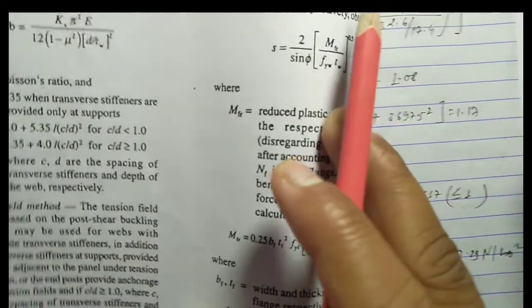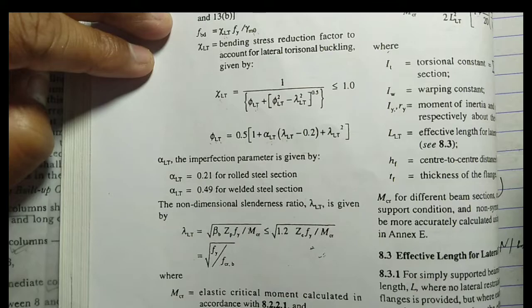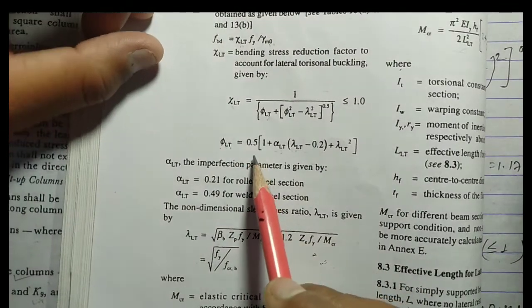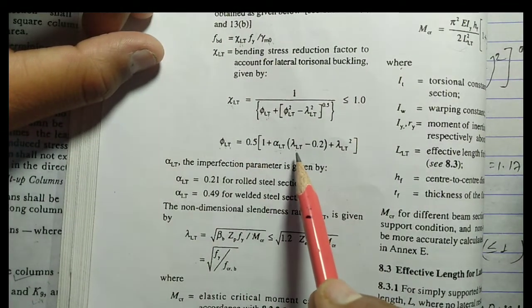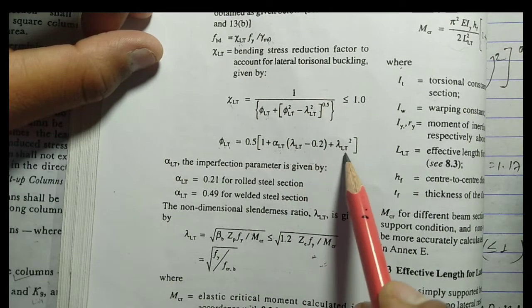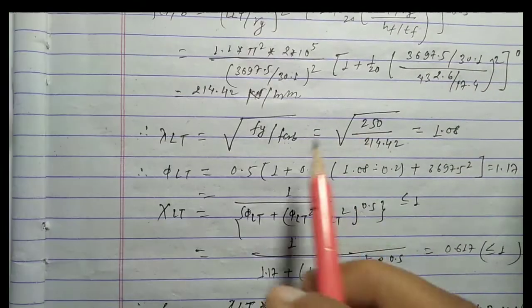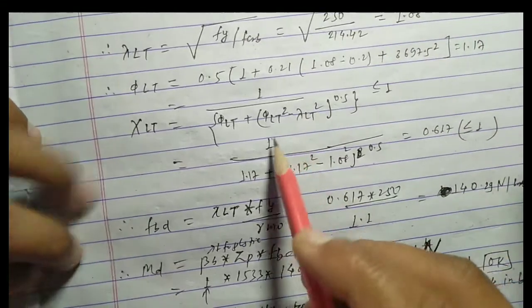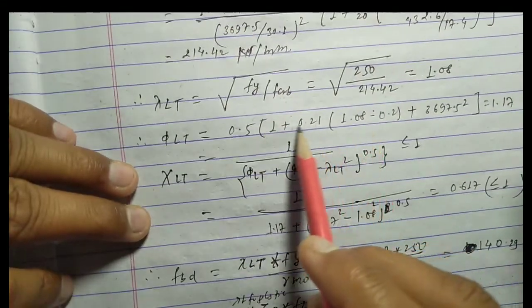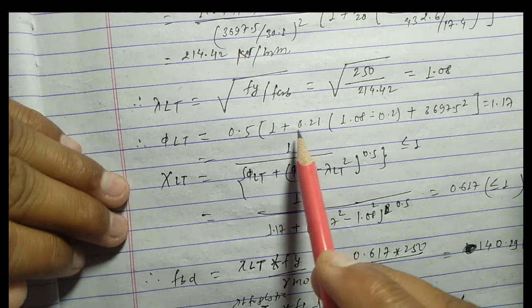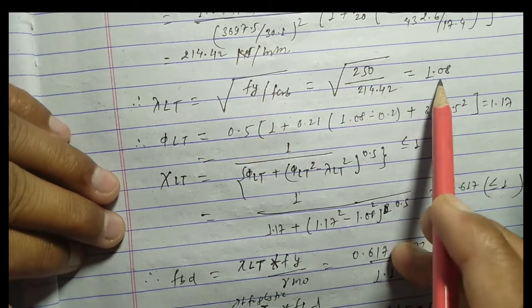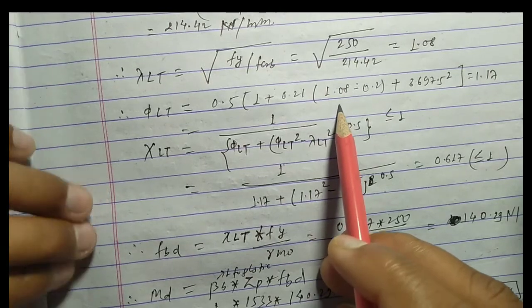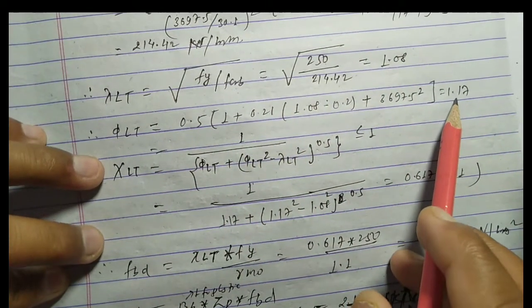So here you can see the value of phi LT. In page number 34, you can see the value of phi LT equal to 0.5 times [1 plus alpha LT (lambda LT minus 0.2) plus lambda LT square]. Okay, so the same formula will apply here for phi LT, and the value of lambda LT we have taken is 1.08. After calculating we will get 1.17.